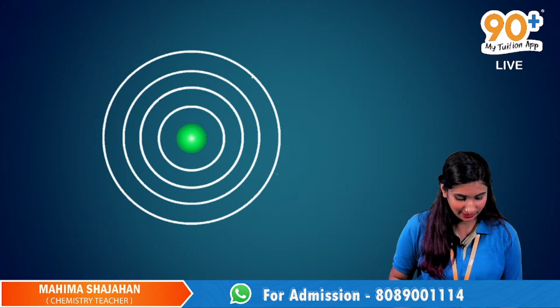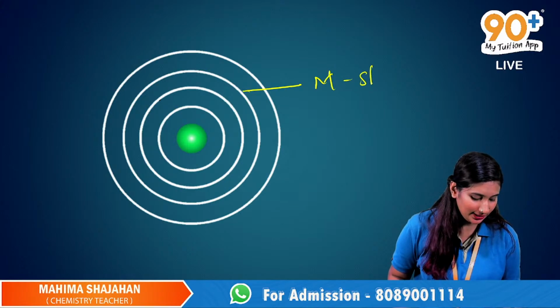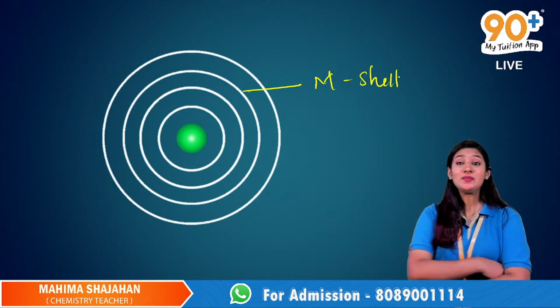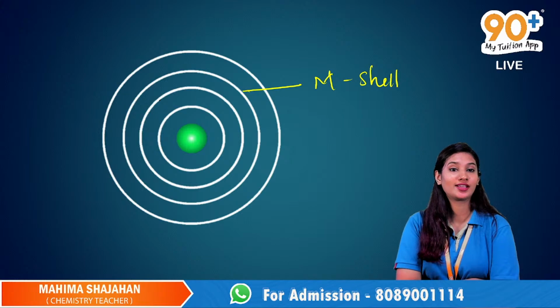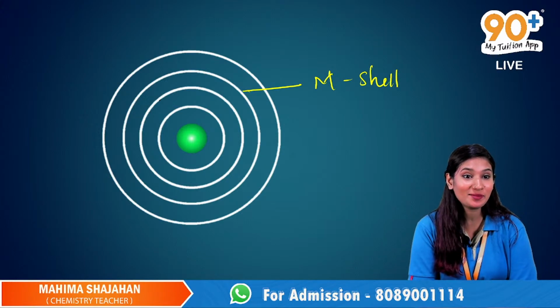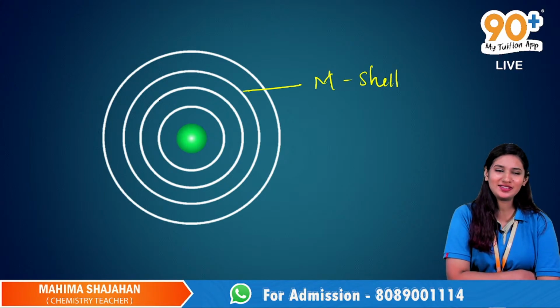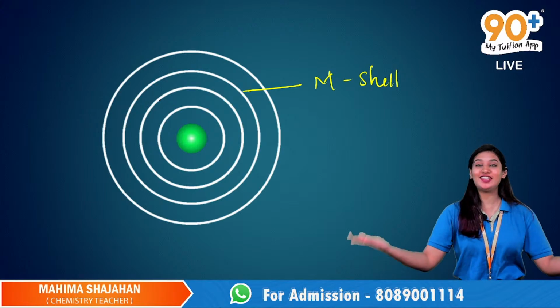Yes, the third shell is the M shell. Now, quickly find out the maximum number of electrons that can be accommodated in the M shell. Very good, Shraddha. Very good. Yes, Arunima. Bhadra, check that again. Yes, very good.